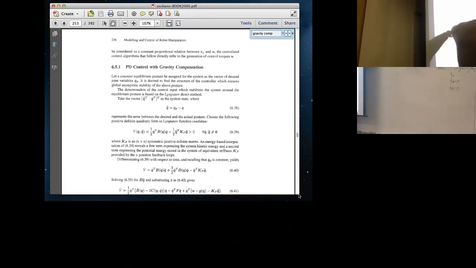Cool. Now we need to define the same variables as he does. We need to define, and I don't know why he likes squiggles, but that's what the control people often like, instead of error, they write Q squiggle equals Q desired minus Q. Okay, that is essentially an error term.